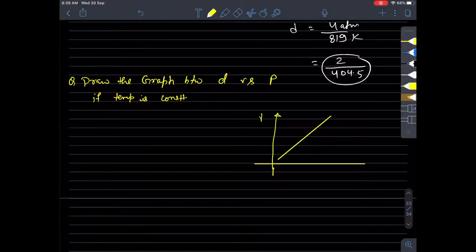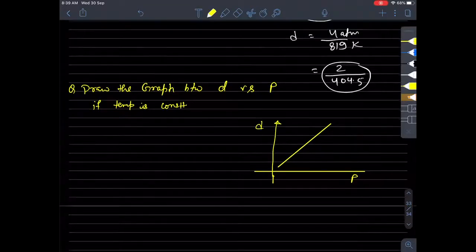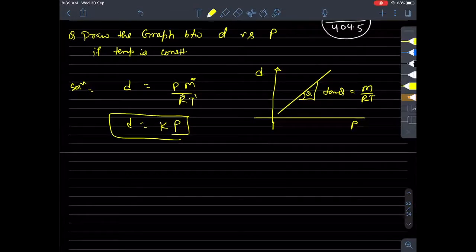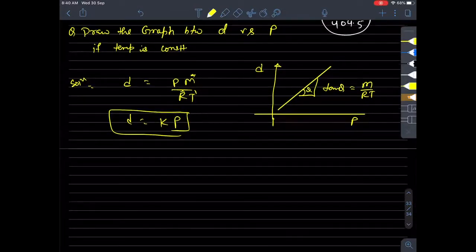So this is density, this is pressure. Very simple, because D is equal to PM by RT. If these parameters are constant, it is basically K into P, where tan theta will be simply M upon RT. Yes? In that way, you can figure out everything.